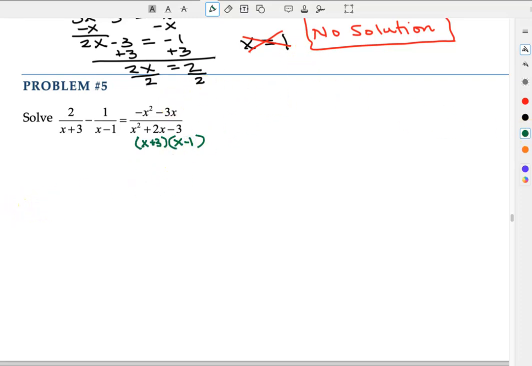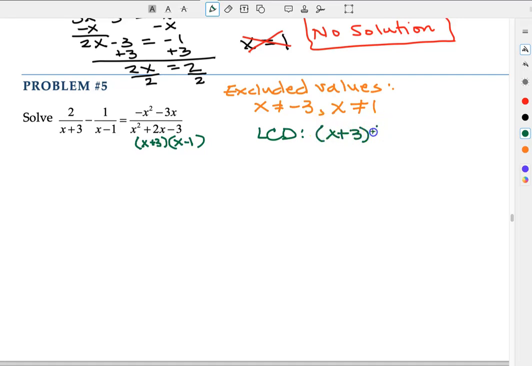And so what are my excluded values? What can x not be? Negative 3 and 1? Yeah, x can't be negative 3, and x cannot be positive 1. That's always good to make sure we have down. And then what is our LCD going to be on this? x plus 3 and x minus 1. Yep, we have both of those. All right, x plus 3 and x minus 1.